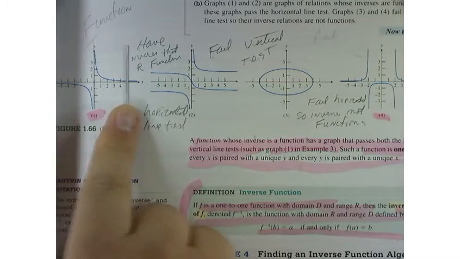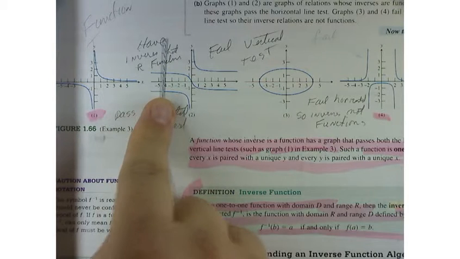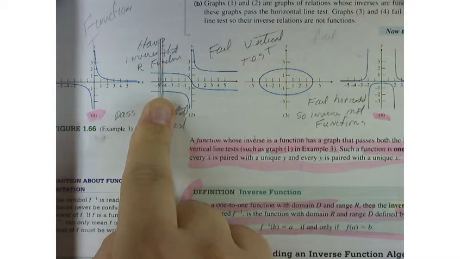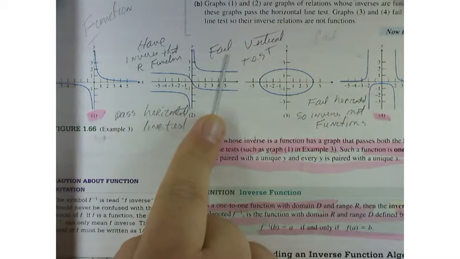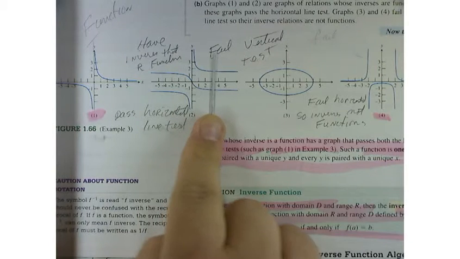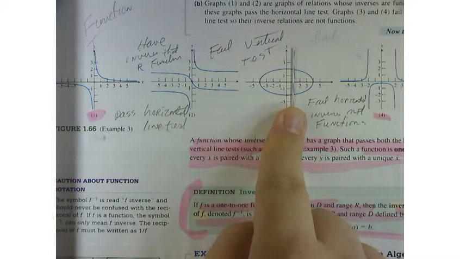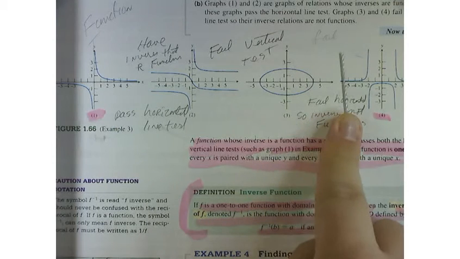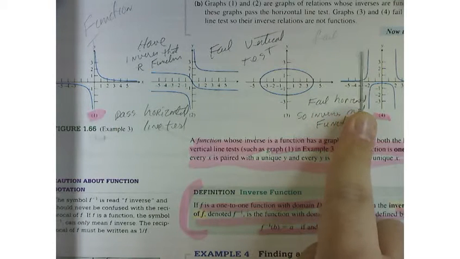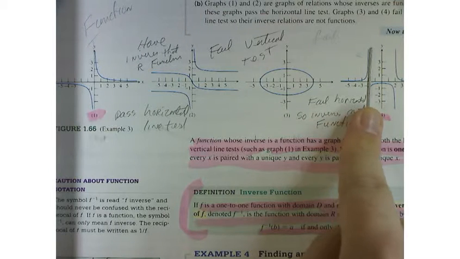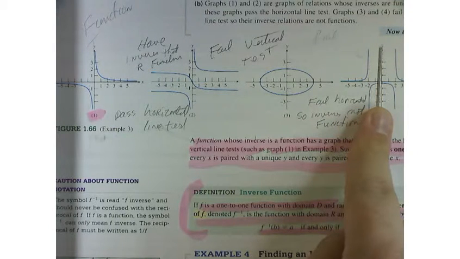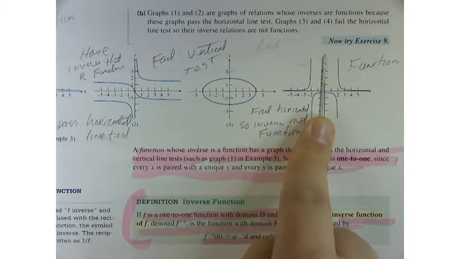Now when we get to this one, how many times does it cross the curve? Twice. Is that a function? No, it is not a function, so it failed the vertical line test. What about this one? How many times does it cross the curve? Twice. Is that a function? No. So it failed the vertical line test. What about this one? Well, we have a vertical asymptote right here, but it doesn't matter about the vertical asymptote. How many times does it cross the curve? Only one time, so that is a function.